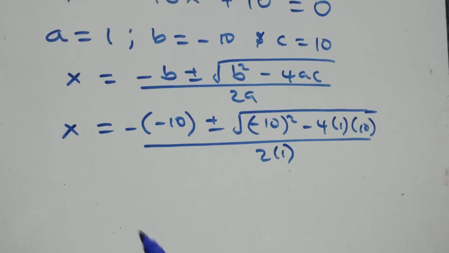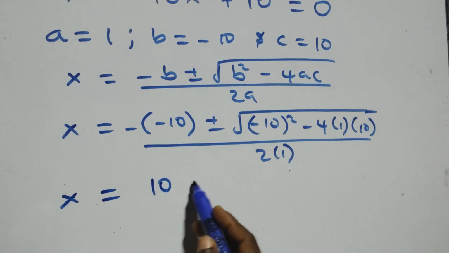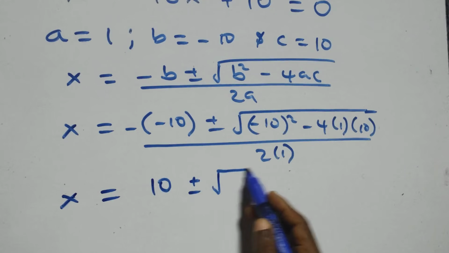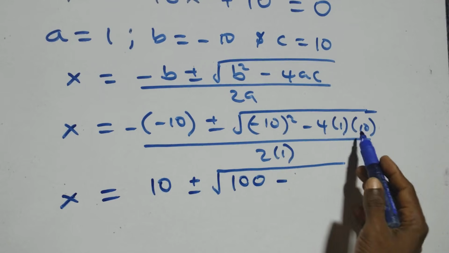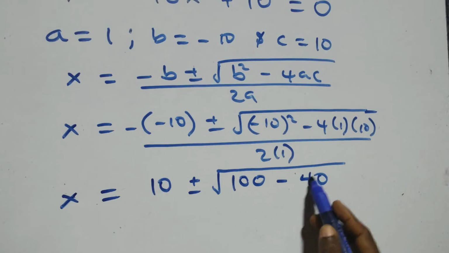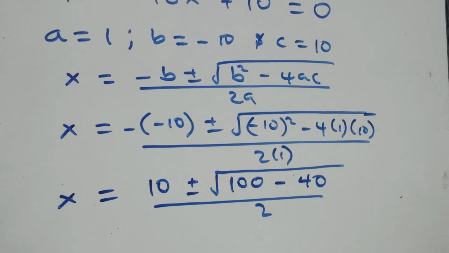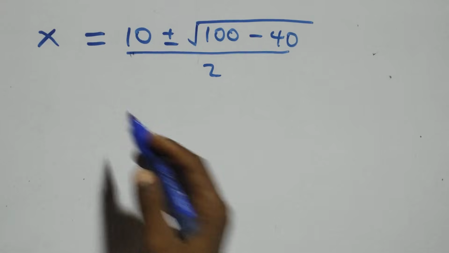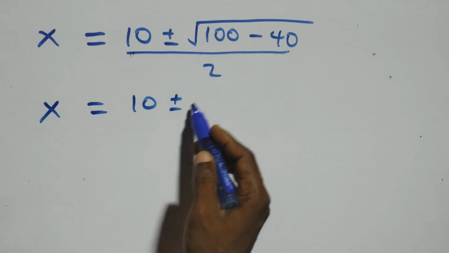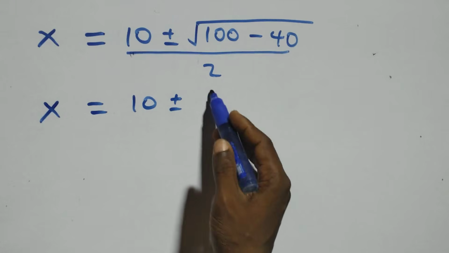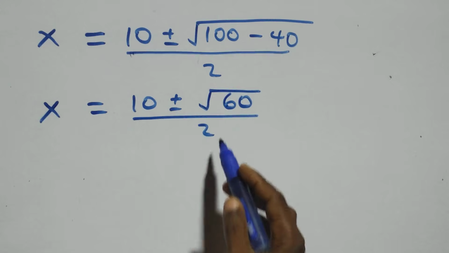Then here we have x equals minus times minus, that's plus, 10 plus or minus the square root of (minus 10) squared, we have 100 minus 4 times 1 times 10, that's 40, over 2. Next step we have x equals 10 plus or minus root 100 minus 40, the same thing as root 60, all over 2.